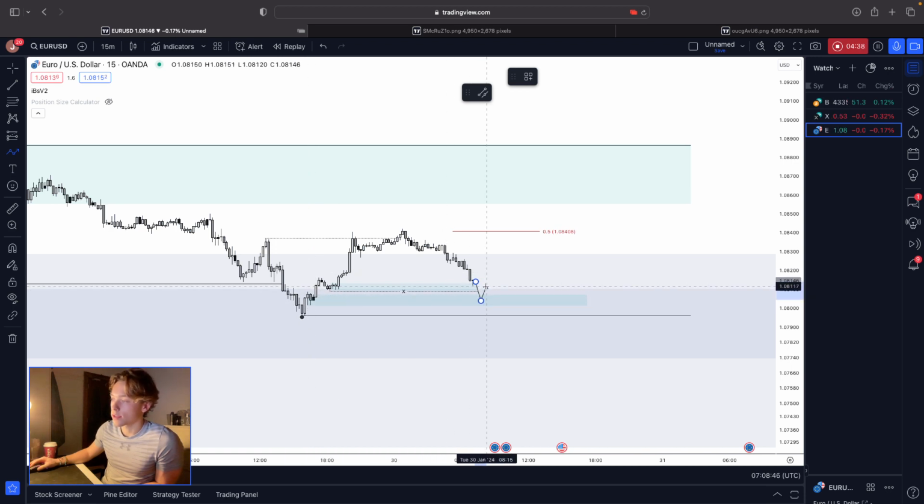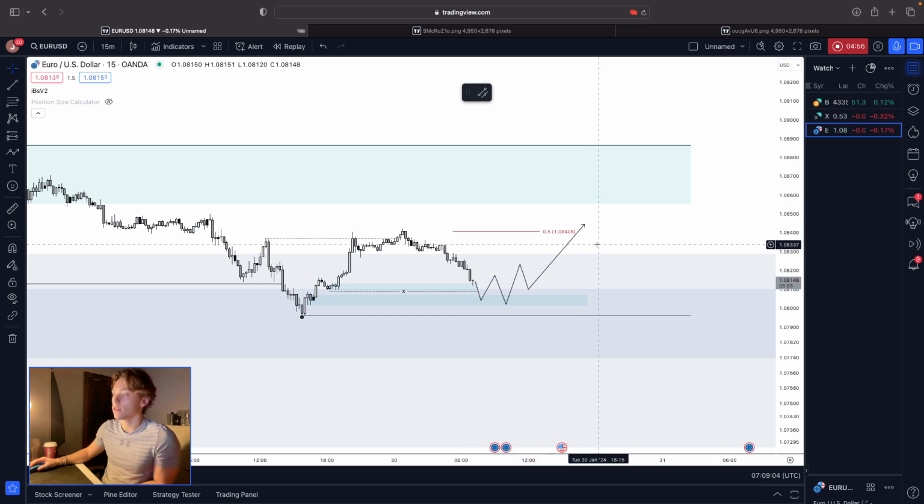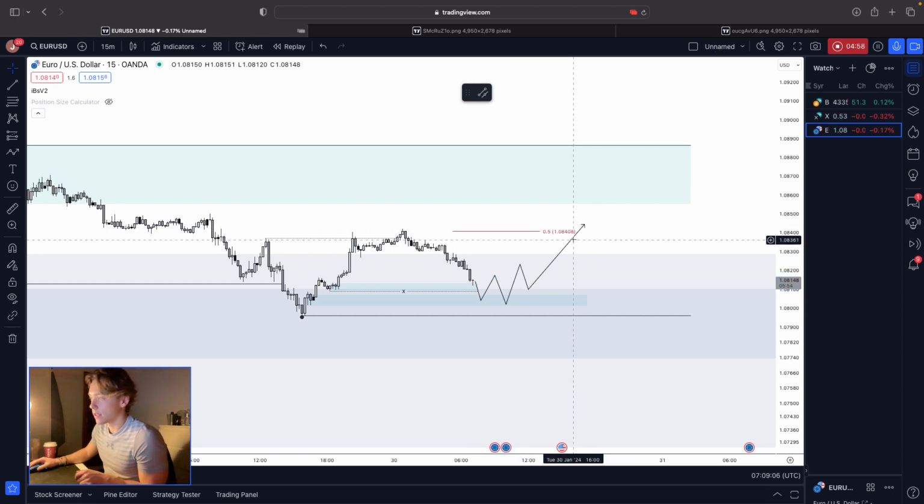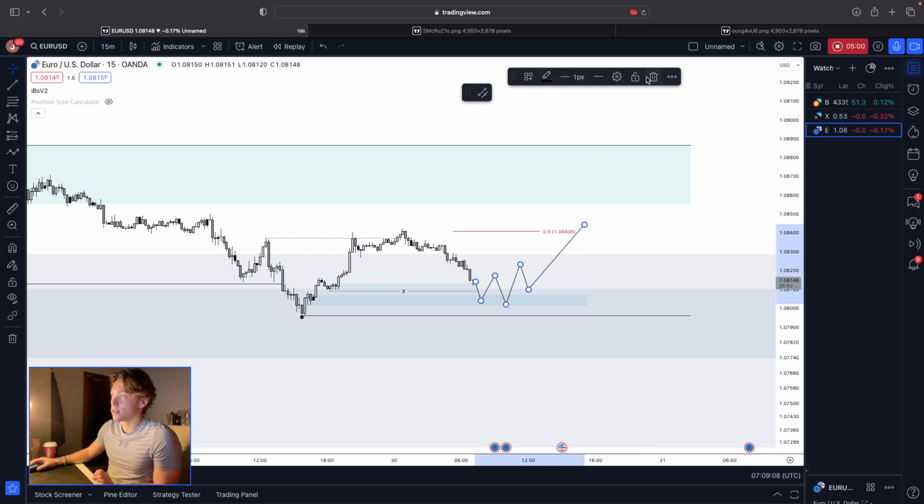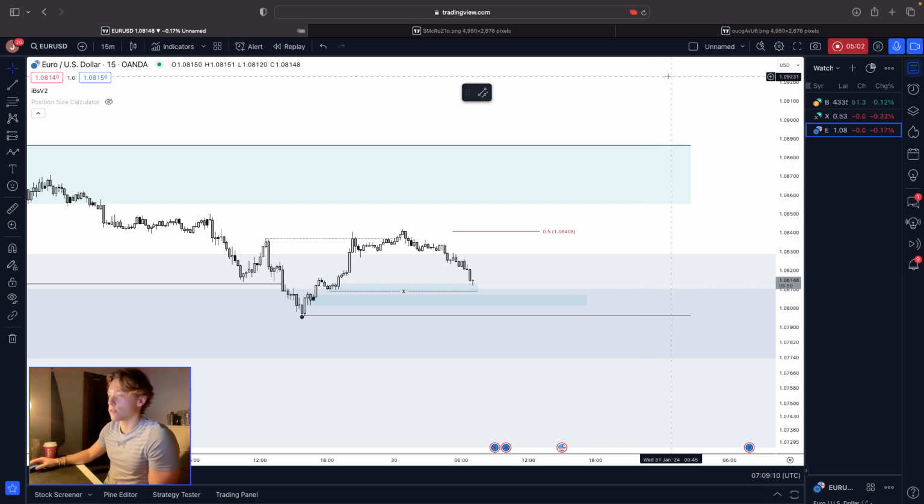And if we get some sort of break of structure or change of character, could look for quite an aggressive long from a new point of interest that's made here to potentially target these equal highs up here. So this is my London session, well, pre-market session recap.